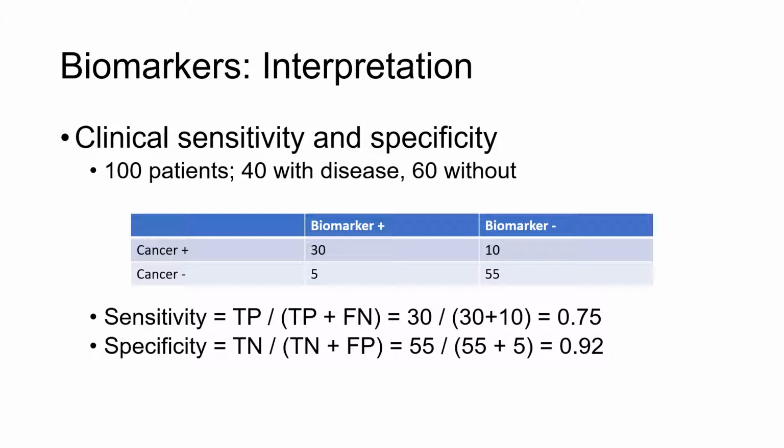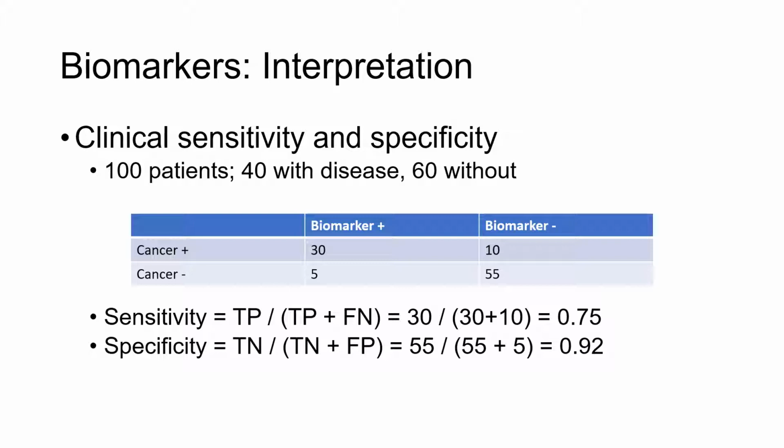Similarly, we can calculate specificity by plugging in the value for true negatives, that is the number of patients who do not have the disease and had a negative biomarker test result, divided by the sum of true negatives plus false positives, that is patients who did not have the disease but had a positive test result. And when we do that, we get a value of specificity of 0.92, or 92%.